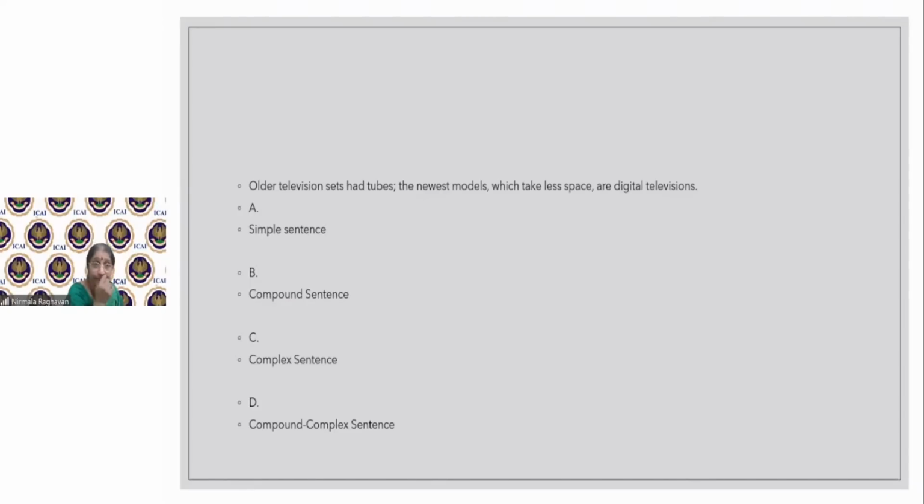Okay, let me tell you the sentence and the answer. Older television sets had tubes. The newest models, which take less space, are digital televisions. When you have which, who, where, that, they are complex sentences.